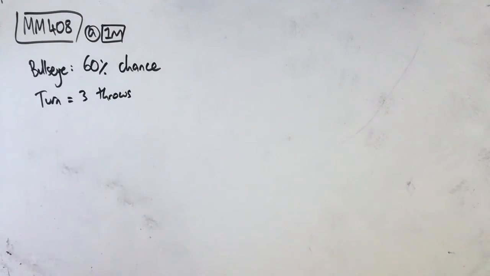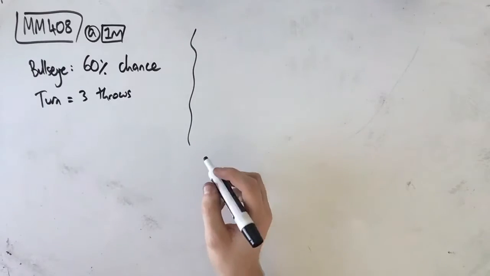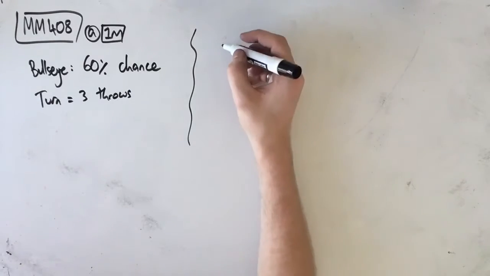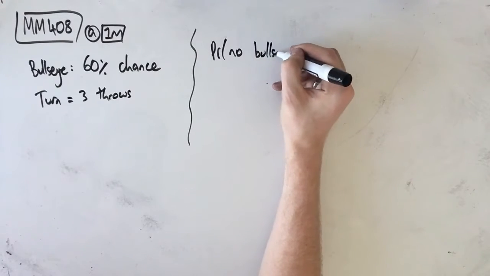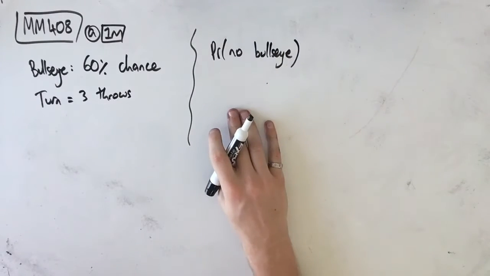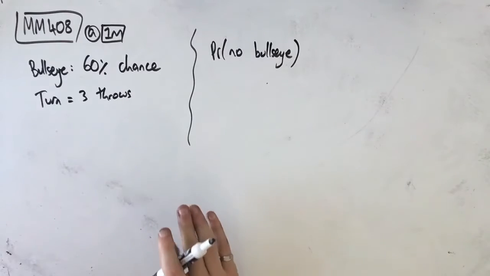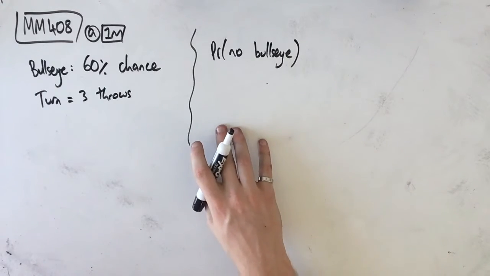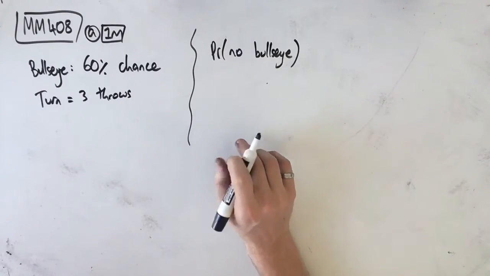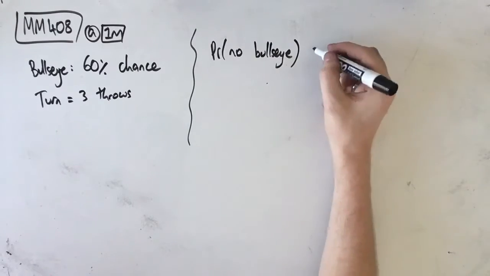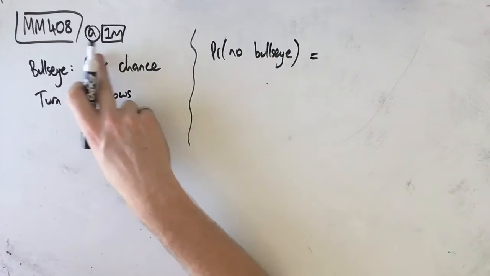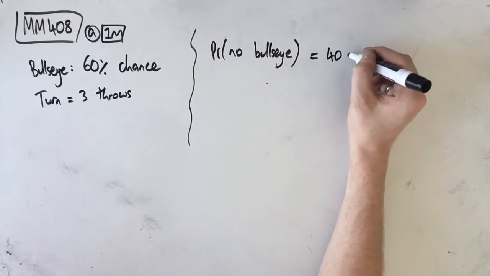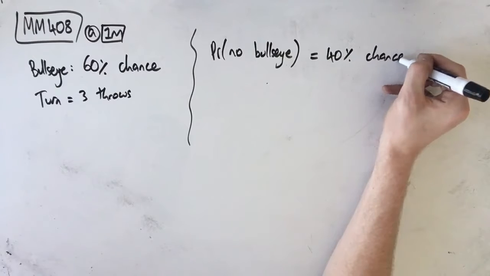Pretty straightforward question, just in terms of the maths, but recognizing what to do can be a little bit tricky sometimes. So what we're looking for is the probability that he doesn't get a bullseye 3 times in a row. Before we can work that out, we need to figure out the probability that he doesn't get a bullseye in one shot, because we can't do 3 throws unless we know 1 throw. So if he has a 60% chance to score a bullseye, that means he has a 40% chance to not score a bullseye.